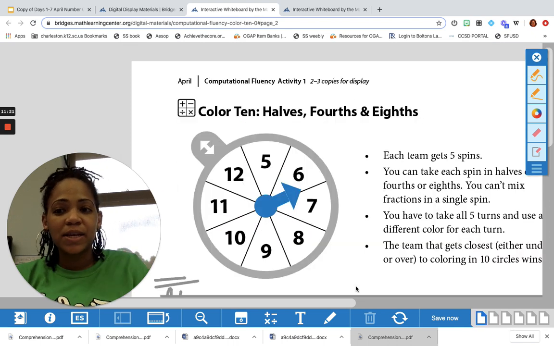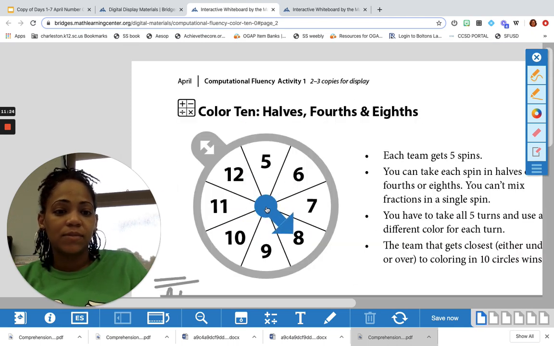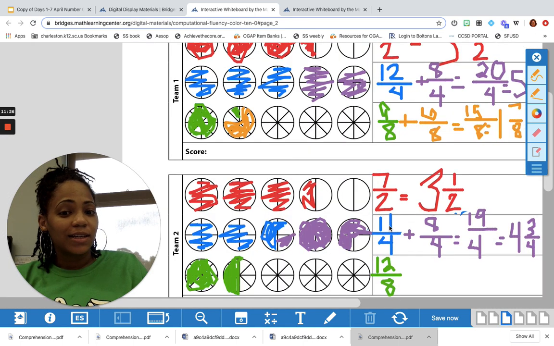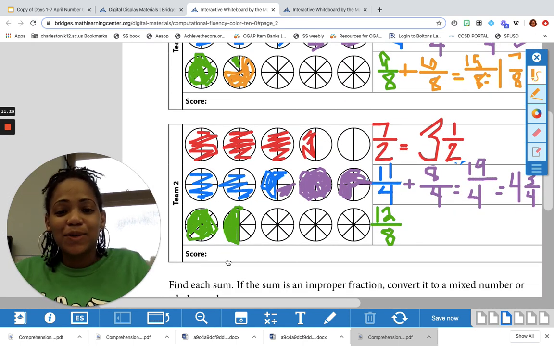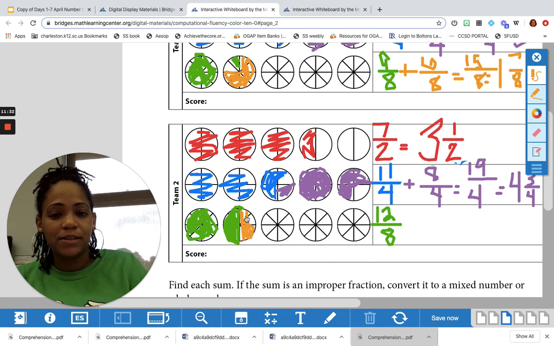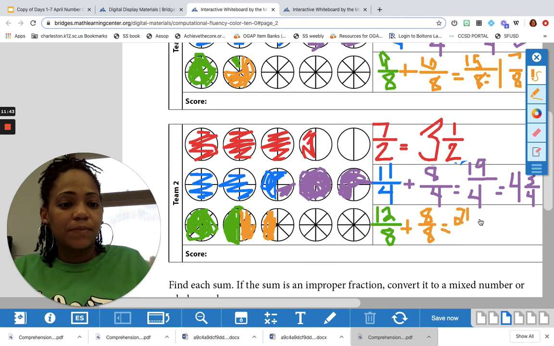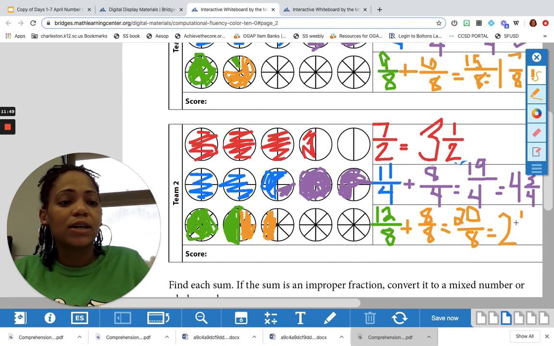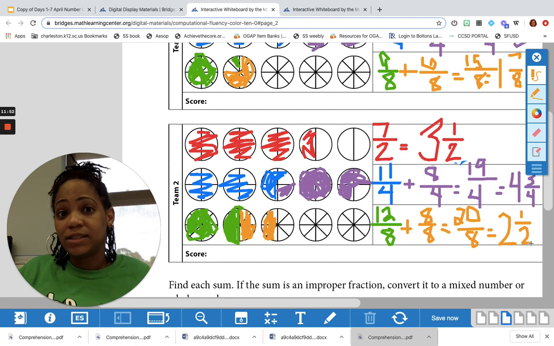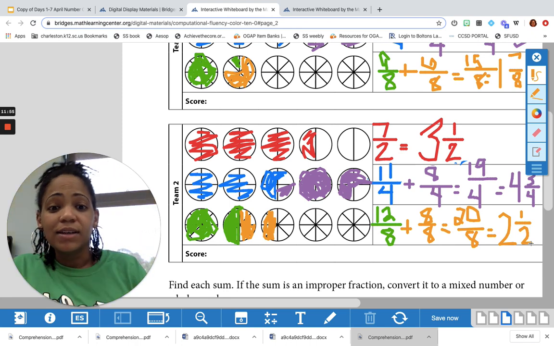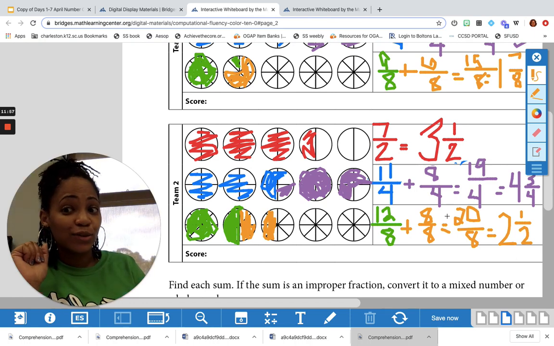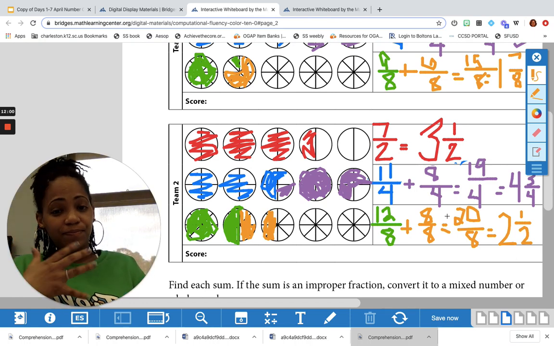And for your last spin, you guys got 8. Lucky, lucky. So you can color in this half, that's 4/8, and then another 4/8, which is 8/8. And that's 28, which is 2 wholes and a half of another whole, or I could say 4/8, but we're working really hard on equivalent fractions, so I'm just going to say a half. So now you guys need to figure out your total, and I'm going to do the same.